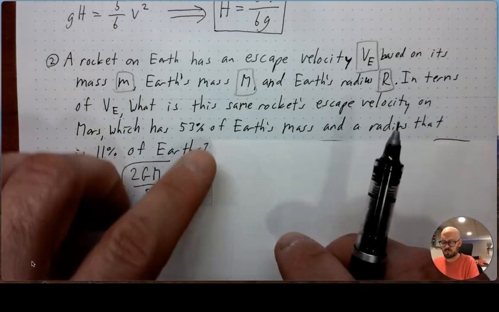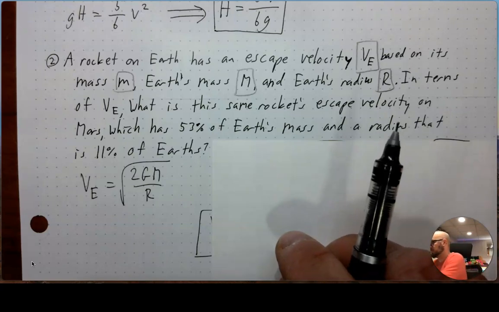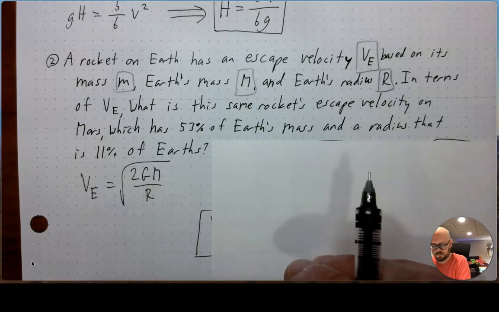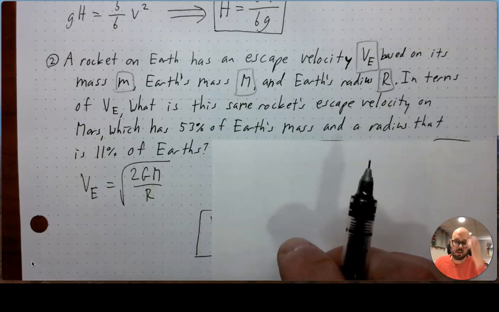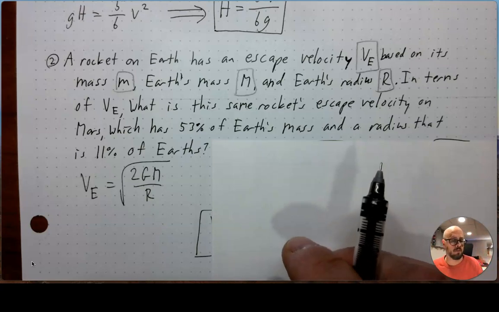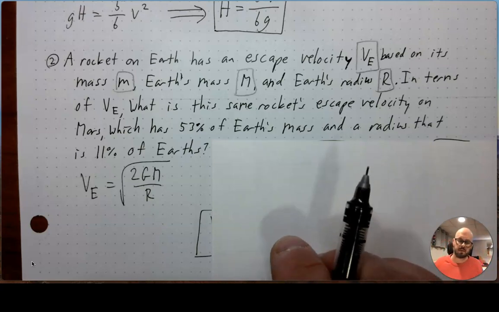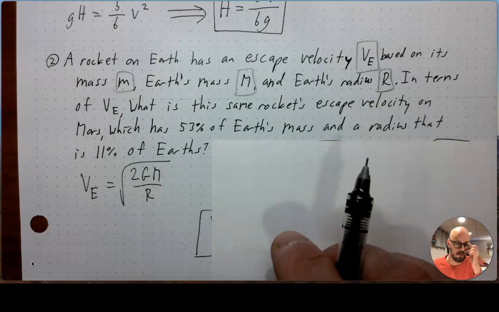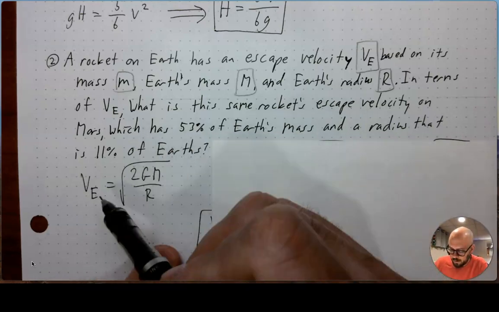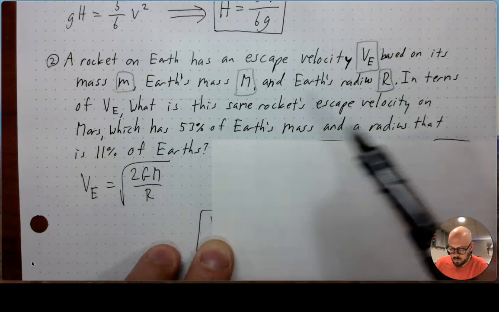So I'm just going to assume that you have the equation for escape velocity memorized. You can just rattle it off. VE equals the square root of 2gm over r, and you can just deal with that right away. If you don't, you have to derive it. So maybe this is a problem where you derive it first and then use it. Now I have to compare this velocity to the new one.